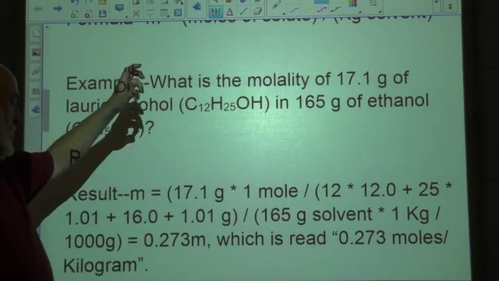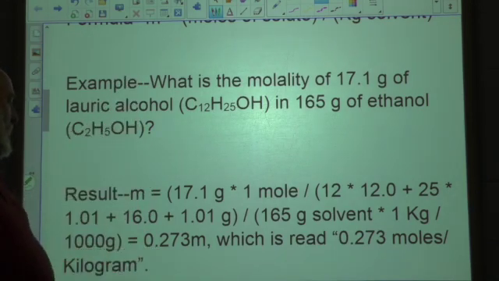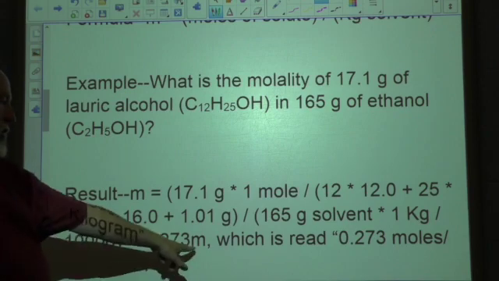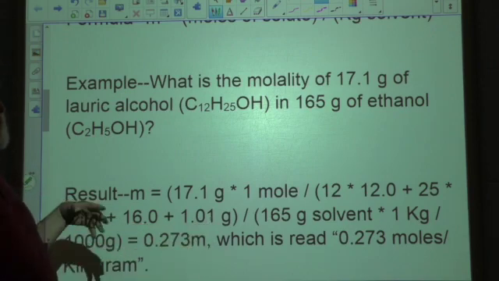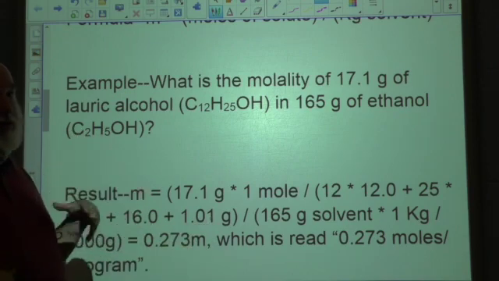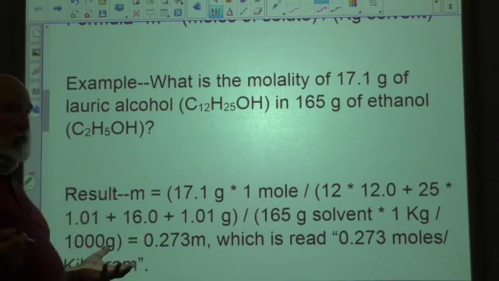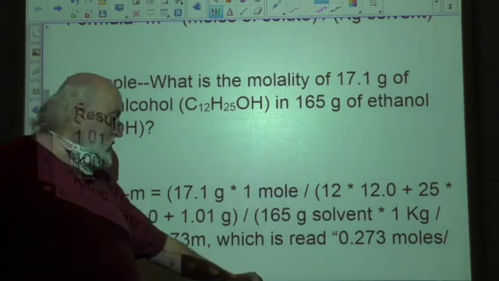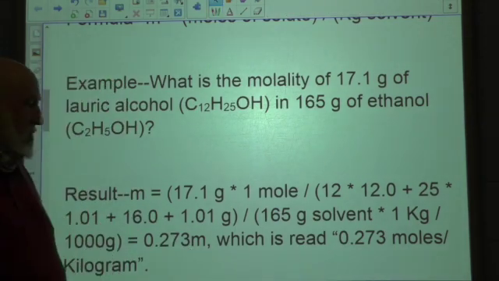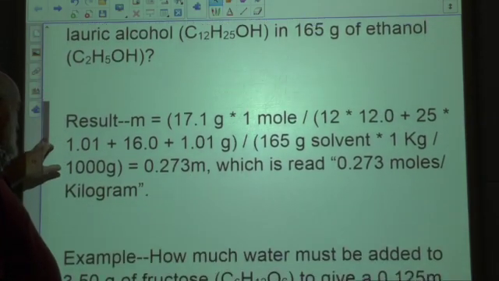And when I divide those two out, as it was written, it's 0.273. And again, little m means moles per kilogram. It doesn't mean meters here. You have to know the context in which these letters are being used. This is in a concentration context, so that tells you that we're dealing with molality and not meters.